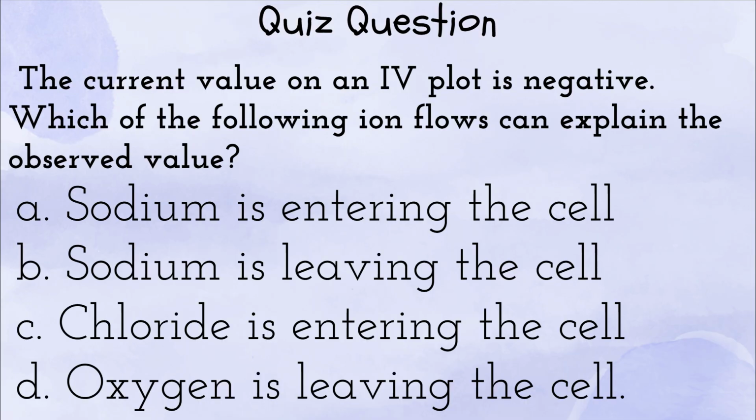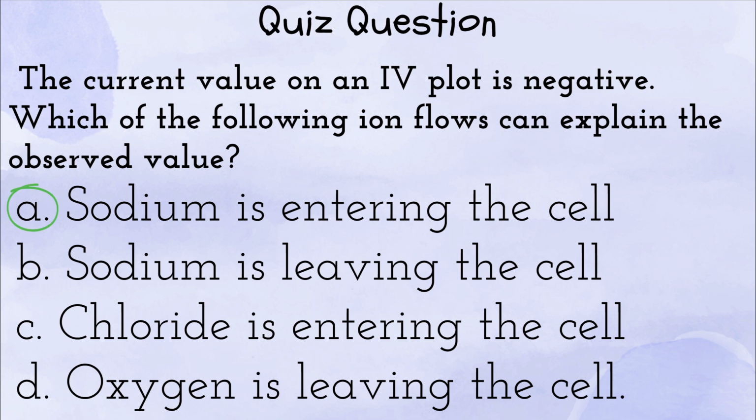Ready for the next quiz question? The current value on an IV plot is negative. Which of the following ion flows can explain the observed value? A. Sodium is entering the cell. B. Sodium is leaving the cell. C. Chloride is entering the cell. And D. Oxygen is leaving the cell. I'll give you some time.